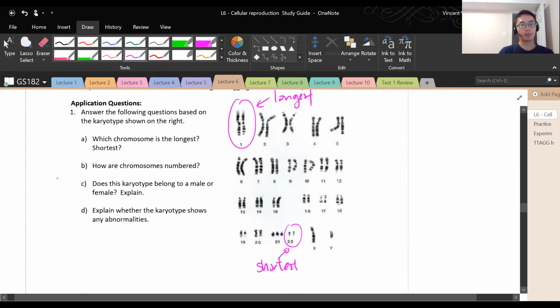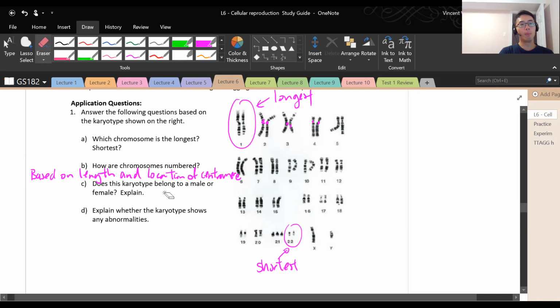How are chromosomes numbered? Based on length and location of centromere. So there's the centromere for number 2, there's a centromere for number 3, centromere for number 4. It takes a trained person to do these quickly. I wouldn't be able to organize it if it's all mixed together, but someone like a cytologist would be able to do it.